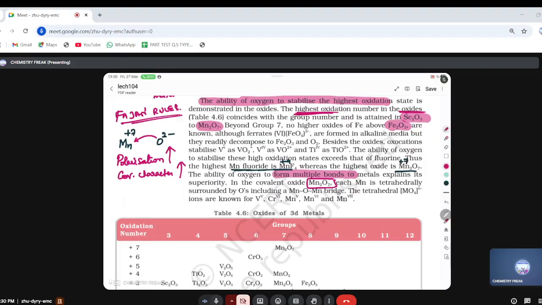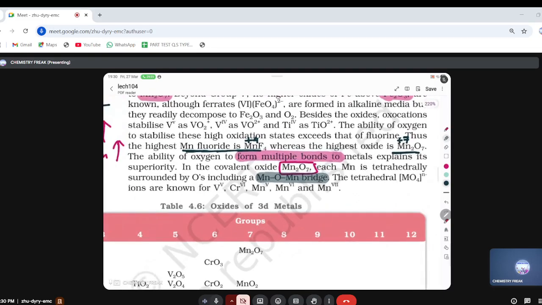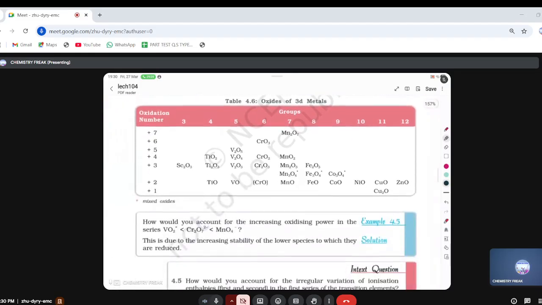This compound has more covalent character, and the two manganese present here are bonded to each other by an oxygen bridge. Is it clear? Shall I go with the next one? Yes, sir. Super, sir. This tabular column tells you about the oxides of the 3d series elements.